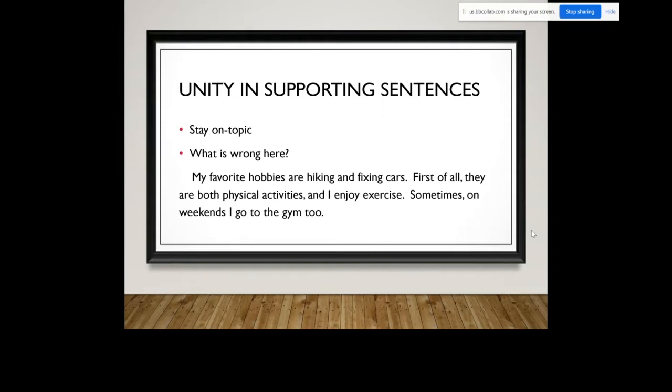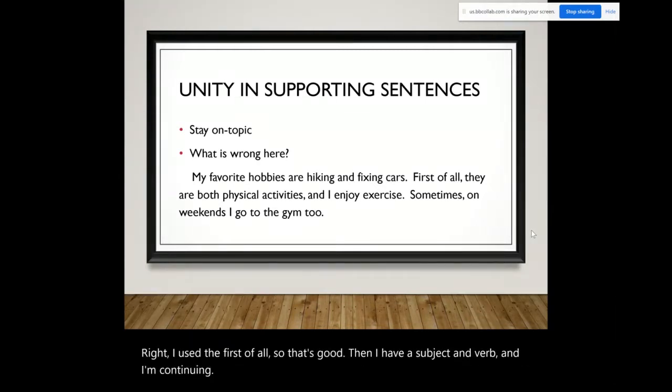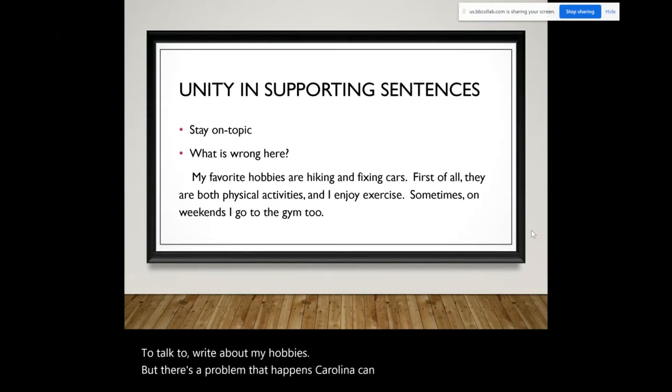Okay, so the controlling idea is hiking and fixing cars. And I have a transition, right? I use first of all, so that's good. And I have a subject and verb, and I'm continuing to write about my hobbies. But there's a problem that happens. Carolina, can you find the problem?